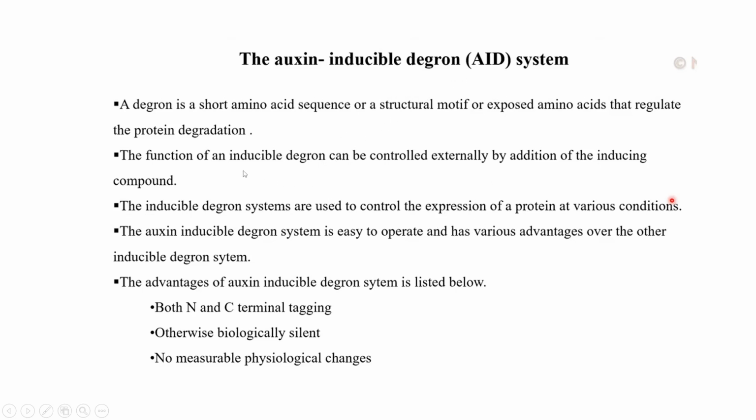A similar mechanism is also present in the plant. For example, if there are some proteins which you don't need at that time point and you want to degrade, there is an auxin-inducible degron system.